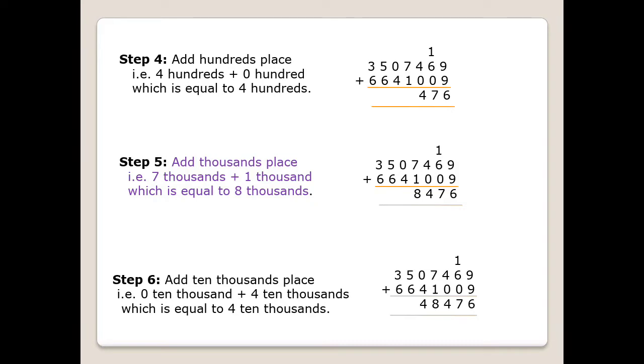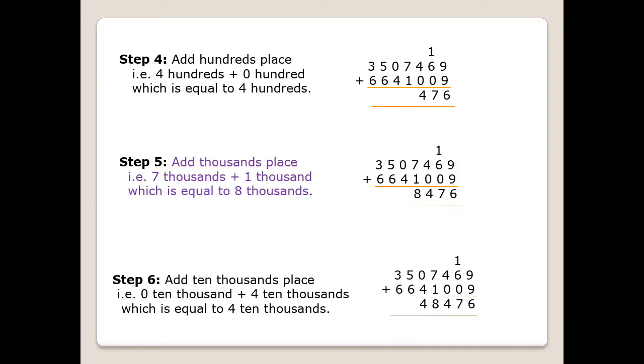Now move towards the fourth step. Step 4 is add hundreds place. That is 4 plus 0. That is 4 hundreds plus 0 hundred is equal to 4 only. So we have added the hundreds place also. Now step 5. Add thousands place. That is 7,000 plus 1,000, which is equal to 8,000. So this is the thousands place all added.